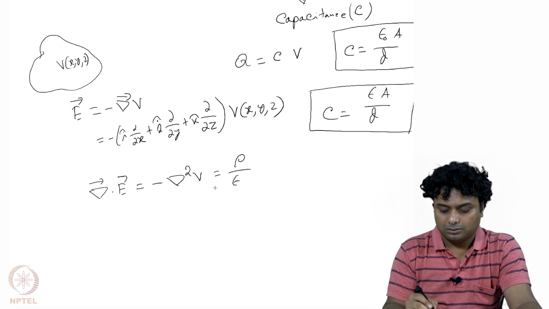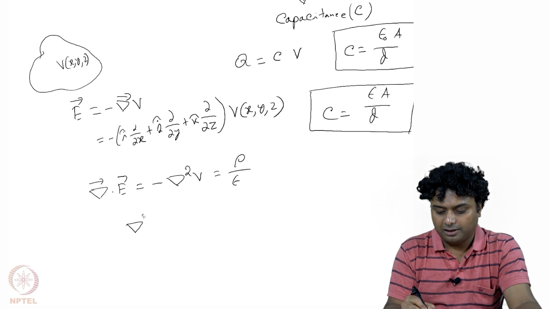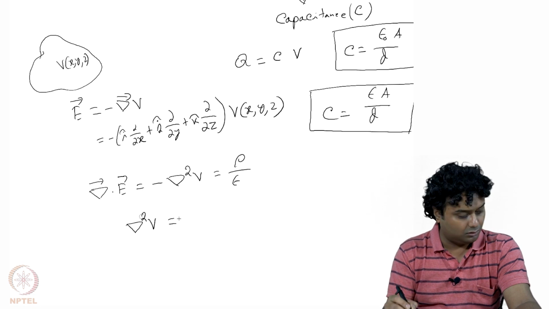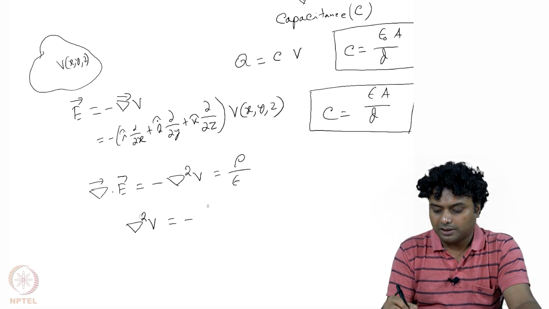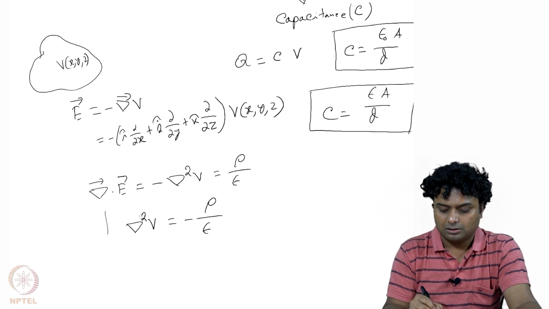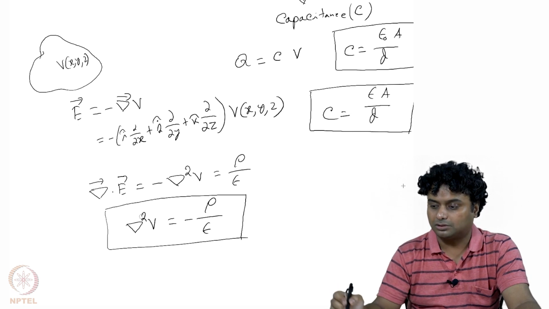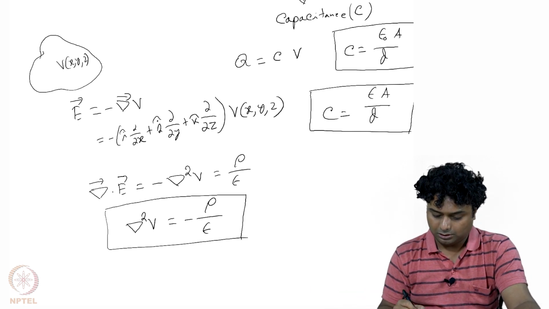Now del square V, or Laplacian of V, is equal to minus rho by epsilon, and this is known as Poisson equation. Okay.